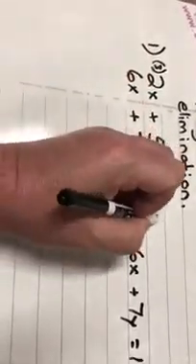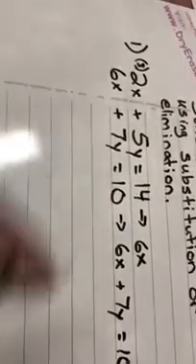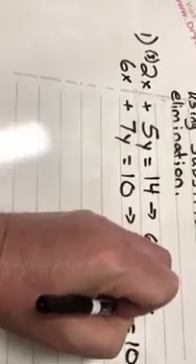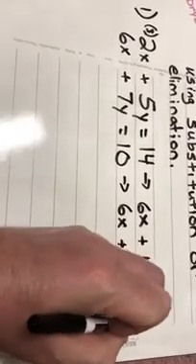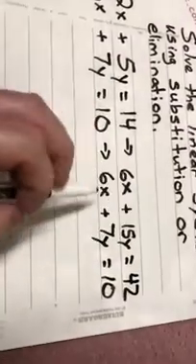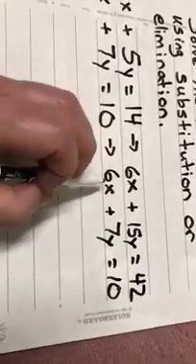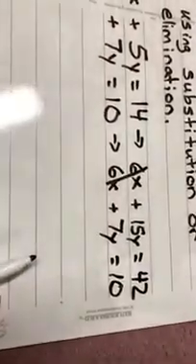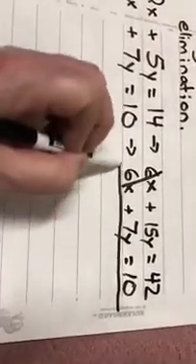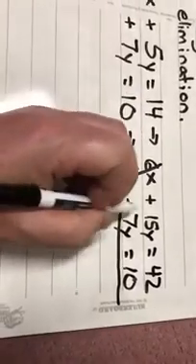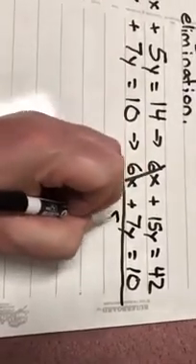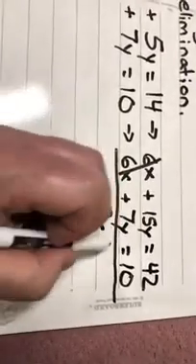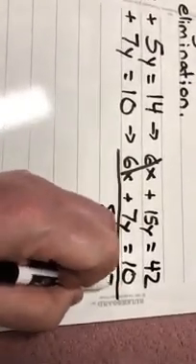3 times 2x is 6x. 3 times a plus 5y is going to be a plus 15y. 3 times 14, I believe, is going to equal 42. Now to cancel out, I can see that I'm going to do 6x minus 6x. So I'm actually going to be subtracting, and that's going to cancel that out for me. So I'm going to go ahead and subtract here. 15y minus a positive 7y is going to give me 8y. 42 minus 10 is going to give me 32.